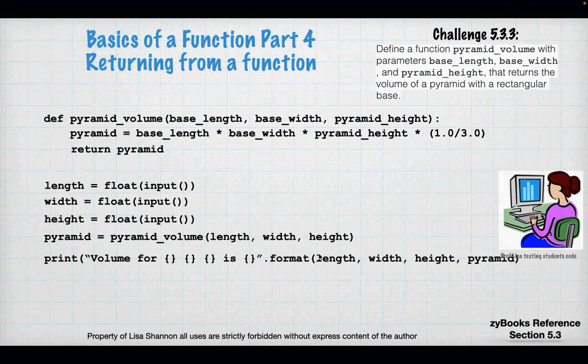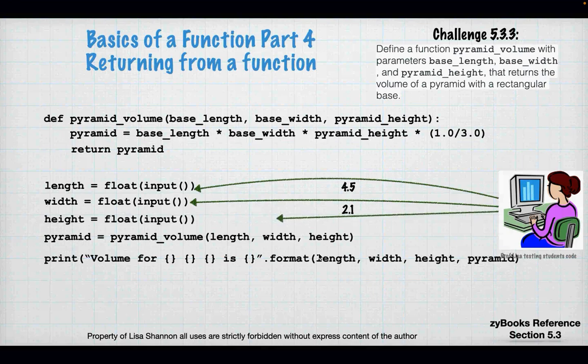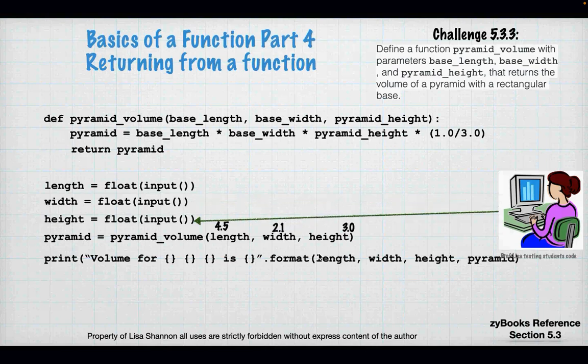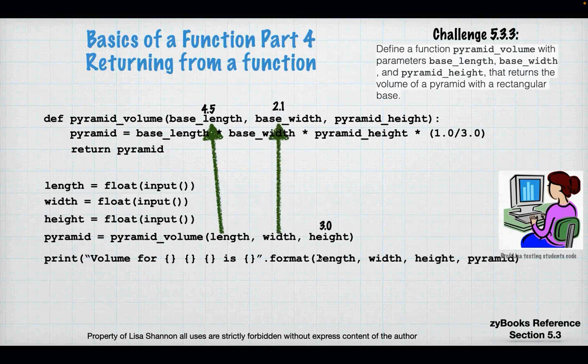In this case, I have my pyramid volume function, and I'm going to put in the length, the width, and the height. They're all floating point numbers. So then I'm going to call pyramid volume and pass those data in, they're my goes intas. And then I'm going to do my calculation, and I'm going to return the value for pyramid, which is the result of that calculation.